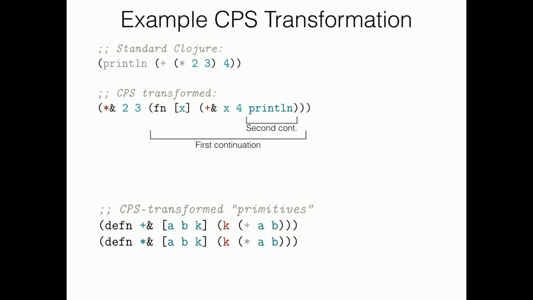Okay? So if you look at this, this is going to call star ampersand here with 3 arguments, 2, 3, so it's going to multiply those, and then it's going to call the continuation. Right? This continuation takes a single argument, that's going to be value 6, and then it calls plus ampersand. Plus ampersand takes 6 and 4 and a continuation, so it adds 6 and 4, produces 10, and then calls the continuation, which is print line. Okay? So this transformation can be done in a whole program fashion.